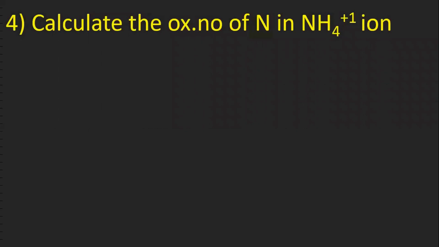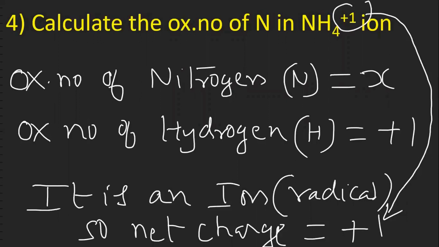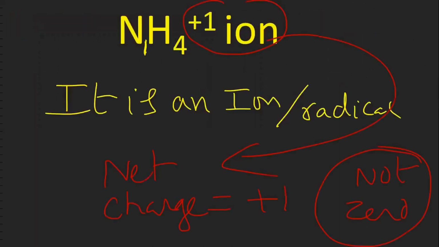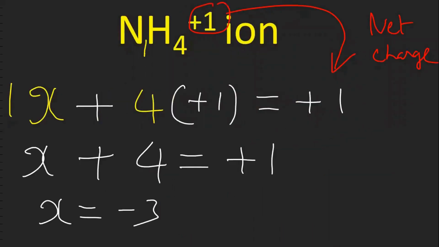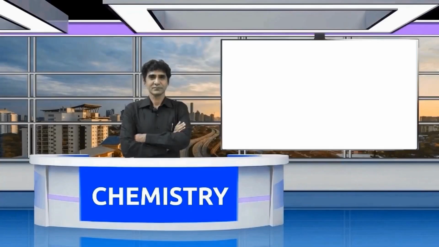Calculate the oxidation number of nitrogen in ammonium ion. It is also a radical. So here oxidation number of nitrogen is not known. Hydrogen +1. Net charge is +1. It is not equal to 0. Total oxidation number is not equal to 0. It is equal to net charge. Substitute in that, what we get? X + 4 hydrogens into 1, total is equal to +1. So 1 nitrogen atom shows -3 oxidation state.